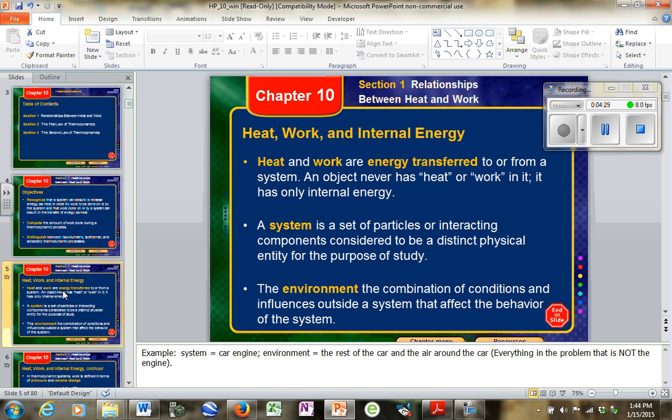And so that's considered to be the system. That's where we want to calculate heat. We want to calculate how much work is done. We want to calculate the change in internal energy. But environment is everything else.